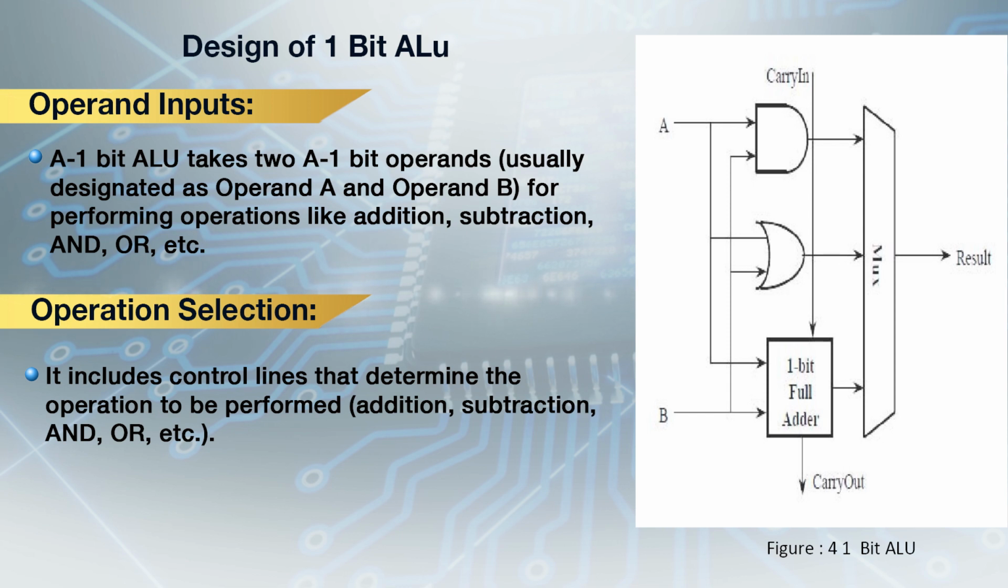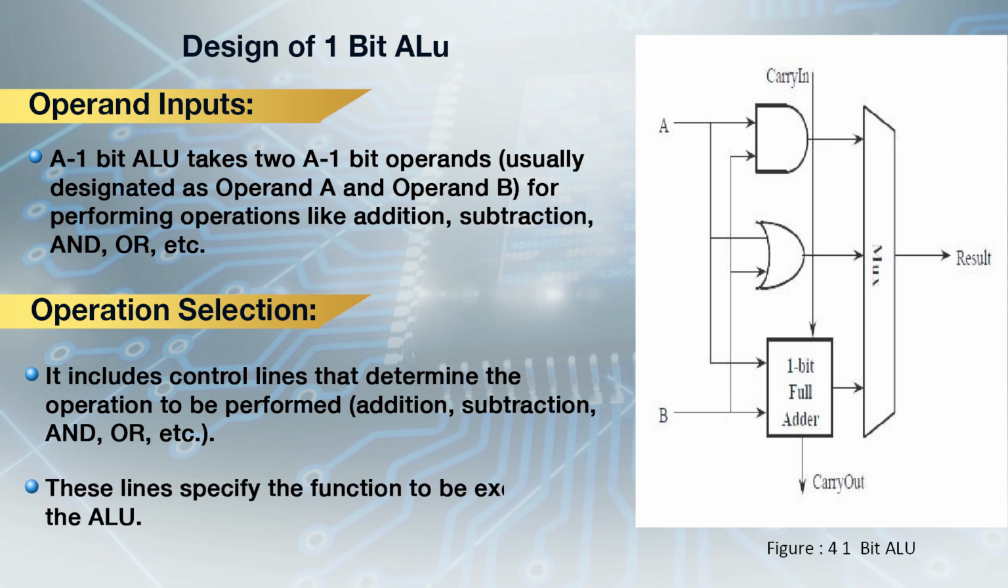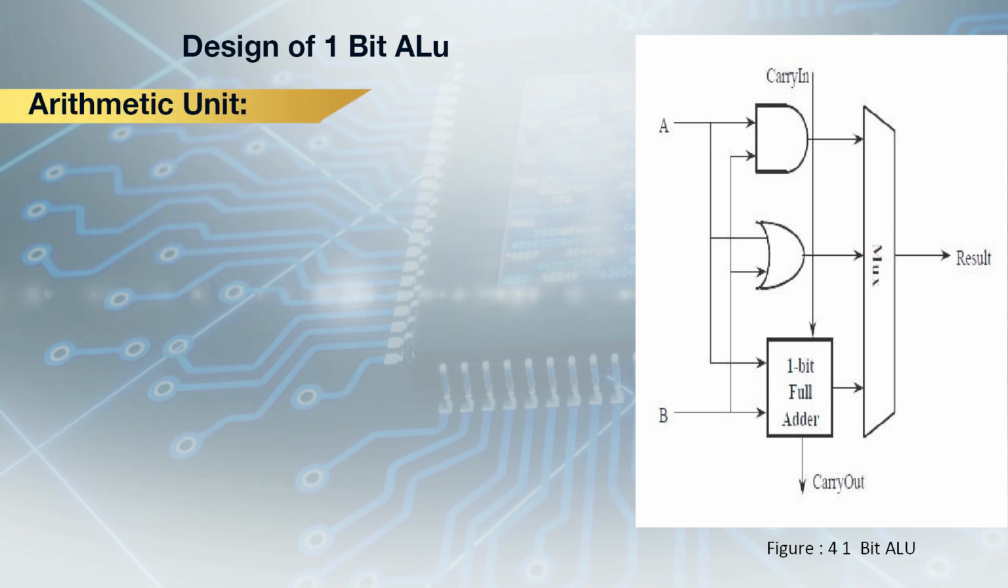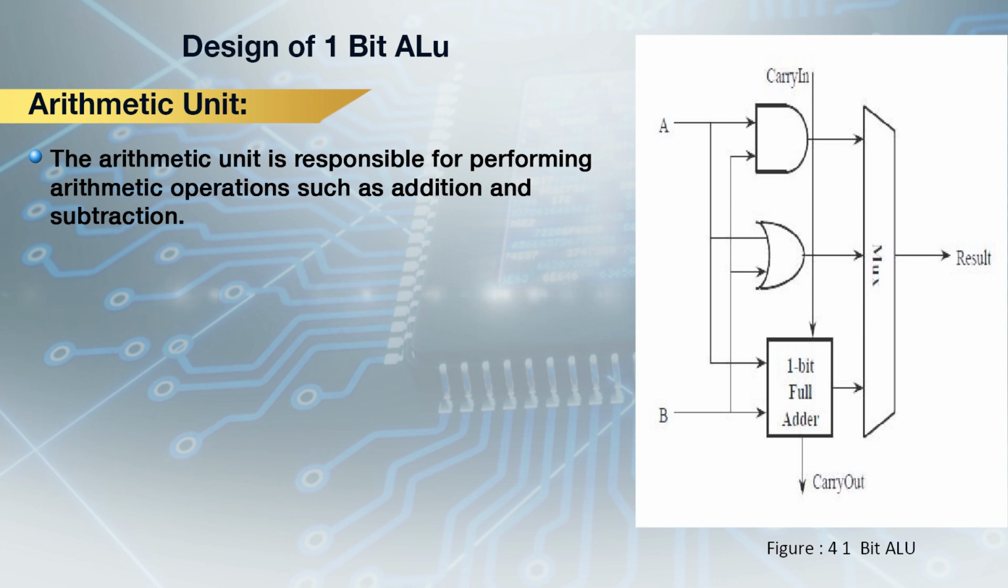Operation selection. It includes control lines that determine the operation to be performed, that is addition, subtraction and OR. These lines specify the function to be executed by the ALU. Now the arithmetic unit. The arithmetic unit is responsible for performing arithmetic operations such as addition and subtraction.